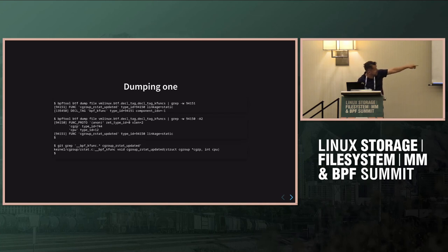It goes back to the kernel sources. Yeah, everything matches. That's the kfunc that was declared in the kernel, and now I can enumerate and get the function prototype.